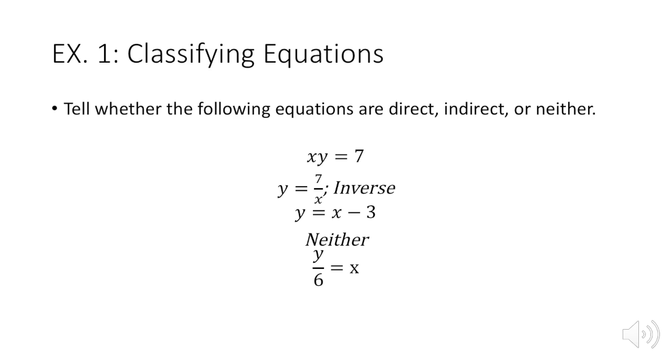For our final one, we will be looking at y divided by 6 equals x, and you just multiply both sides by x, and you get y equals 6x, which shows a direct equation. And it's pretty simple. You just gotta make sure you're looking at the problems. You can kind of see a pattern in most of them, so you just have to watch out for those.